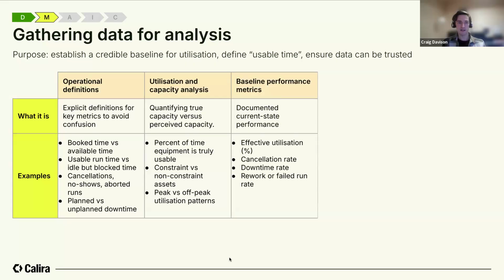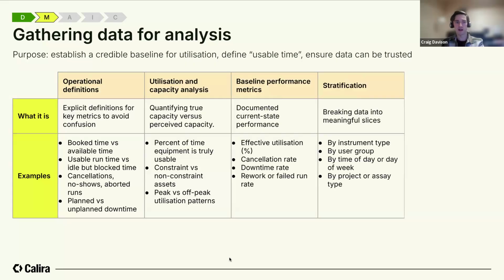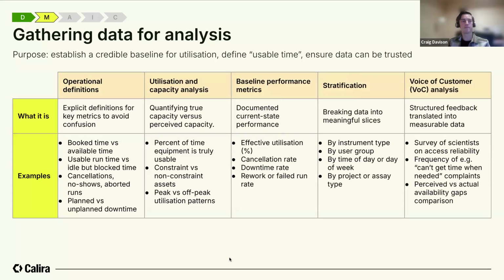Then you establish a baseline, so not a perfect one, just one that everyone agrees is reasonable. So at this stage, you're looking at baseline utilization, cancellation and no-show rates, downtime and maintenance impact. Then you can start to stratify. So maybe look at differences by instrument, by team, by time of day. You'll also want to capture the voice of the customer here, but in a really structured way. So turning the scientist that's saying, I can never get time, into something measurable, like the average delay for that scientist to actually do their experiment was 2 weeks. That's a really big step forward.